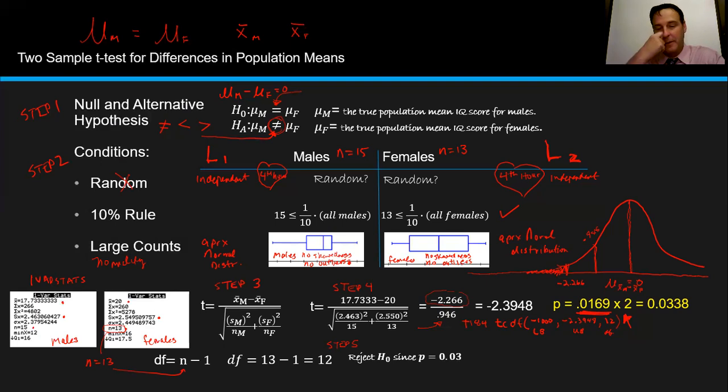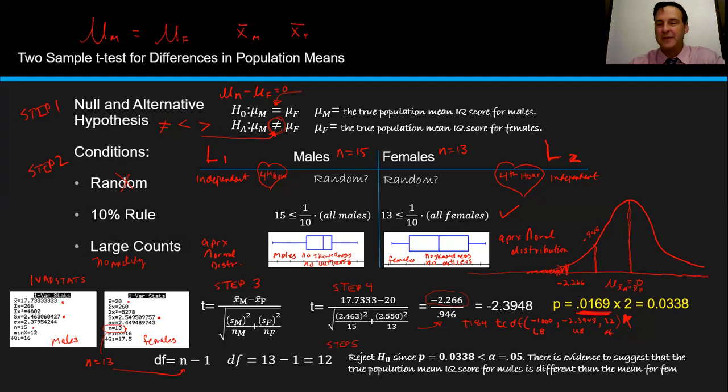And what does that mean? Well, we will reject the null, based off this alpha, since our p-value is 0.0338, which is less than my alpha cutoff of 0.05. And then there is evidence to suggest that, and I typically just like to write the Ha after that. What is the Ha? Well, mu M, the true population mean IQ score for males, is not equal to or different than the mean score for females.